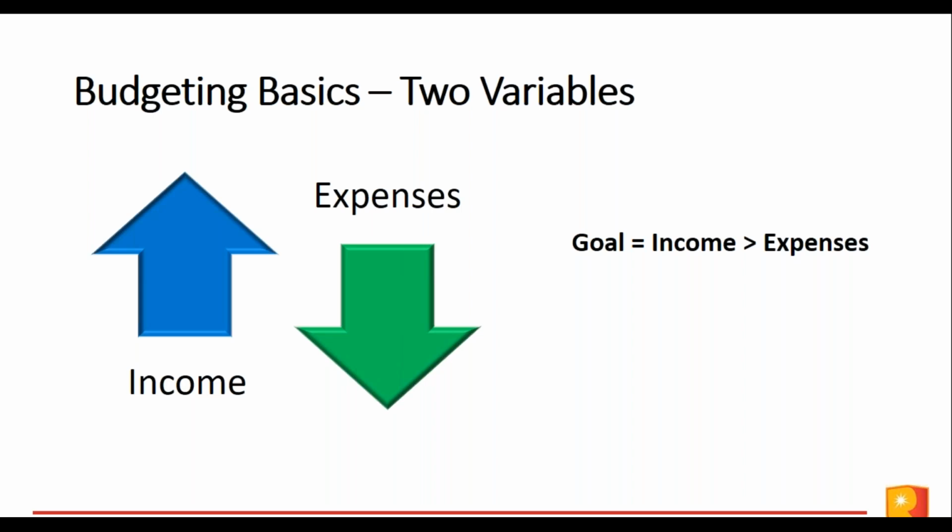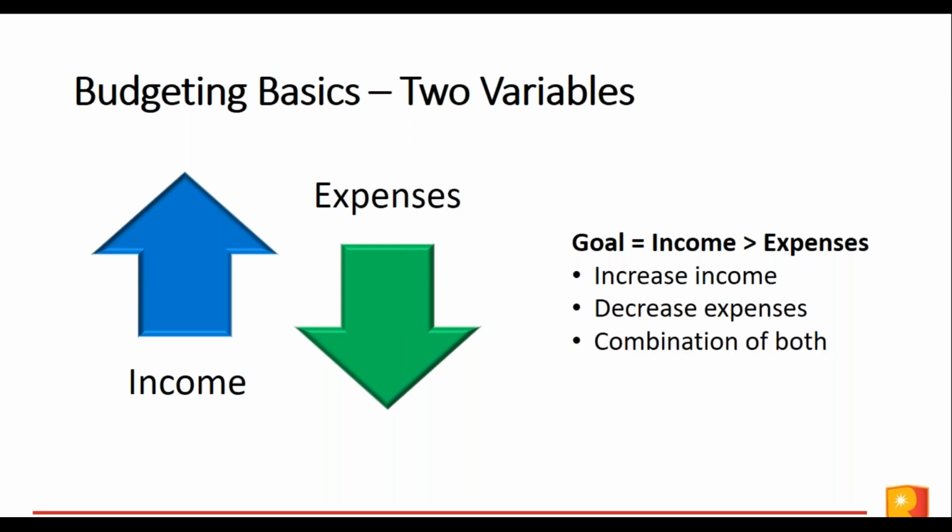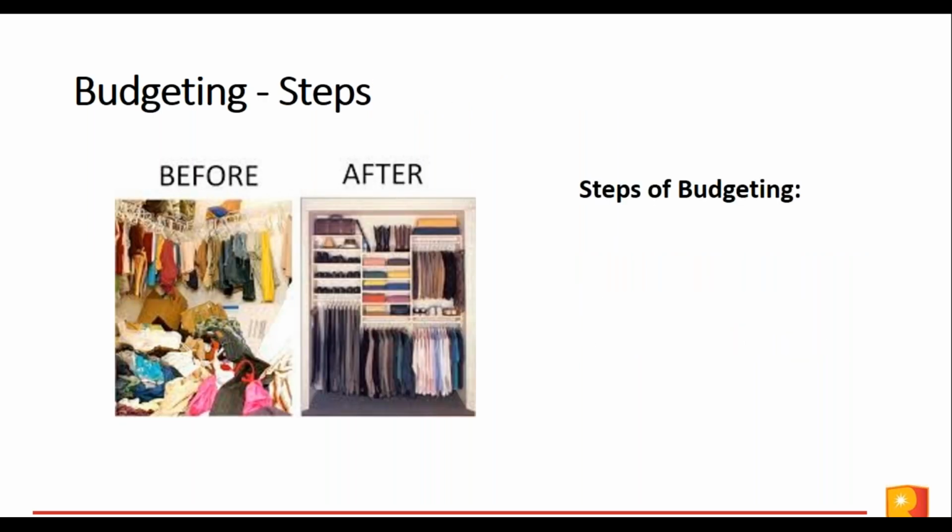We have these two variables, and we can reach this goal in three variations. We can increase income, we can decrease expenses, or we can do a combination of both. I know that budgeting is a lot more complex, but when we break it down to the basics, we have these two variables and just a couple of variations that we can work with. So when we're trying to find more money in our budget, this is what we want to go to.